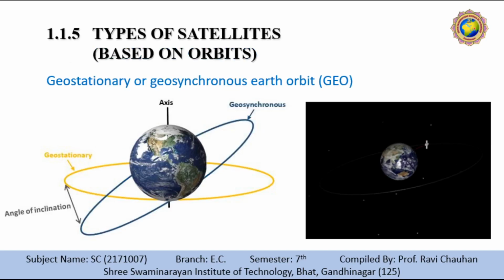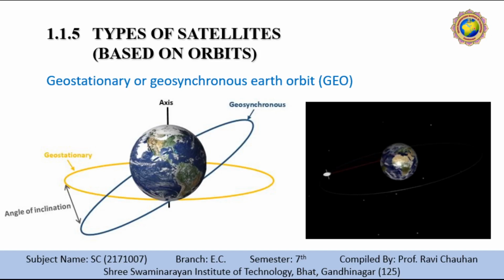Start with types of satellite. We are classifying the satellites based on their orbits. Most important is the geostationary or geosynchronous Earth orbit, GEO. Generally we can say that if we are at some point on the Earth, the satellite remains stationary at that point, as you can see in this figure. The animation shows a particular point and a particular satellite which is in the same state at all times.